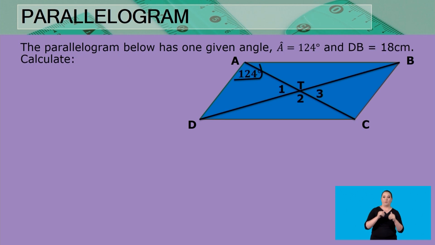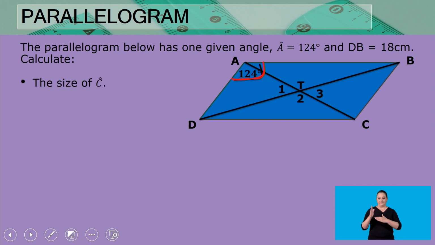The following here says, the parallelogram below has one given angle, angle A, which is 124 degrees, and DB, which is equals to 18 centimeters. So as we can see from the given information, we have been given the whole angle of A, which is 124 degrees, and then we've been given DB, which is the diagonal. So we need to calculate the following.